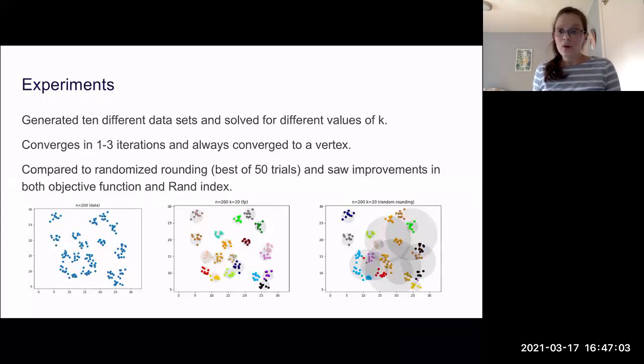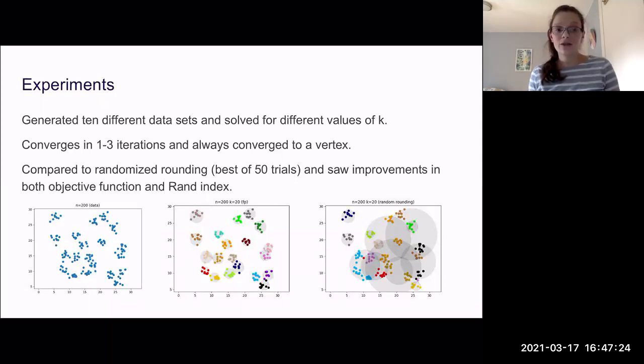And then for the underlying data sets, we generated 10 different data sets and solved for different values of k. So not only the k that was used to generate the data, but also other values of k. And we found that this iterative map converges in 1 to 3 iterations and always converges to a vertex. So it always actually gets that clustering.